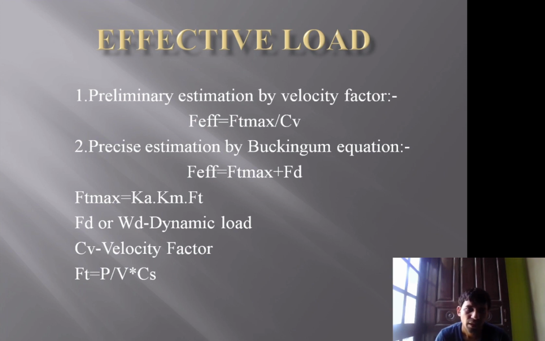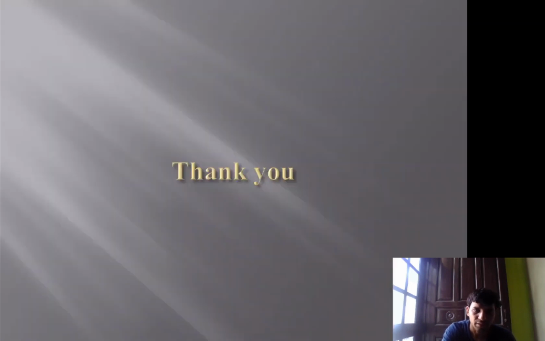So students, where Ft maximum is equal to Ka times Km times Ft, and you know what Ft is, the tangential tooth load. Ka is the service factor, Km is the tooth load factor, and you know that Fd is the dynamic load, Cv is the velocity factor, and you already know that Ft is also found by P by V into the service factor, that is Cs. So Ka and Cs are the same. Ka is a service factor and Cs is also known as service factor.